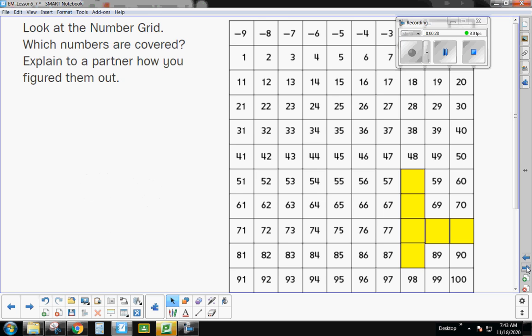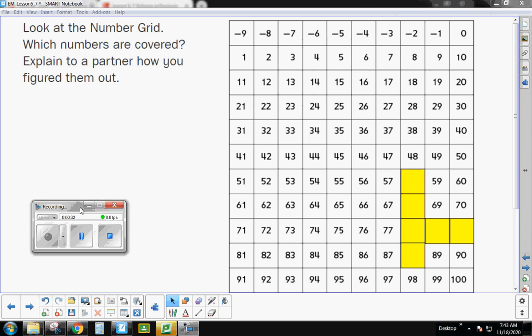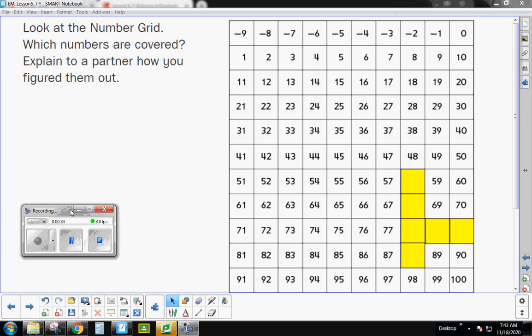Okay, I want you to get out your workbooks. Actually, before you get out your workbooks, let's look at this real quick. I want us to look at the number grid, and I have some numbers covered. Which numbers are covered? So I want you to pause the video. Write down what numbers you see that are covered, and think about how you figured that out. Go ahead and do that.